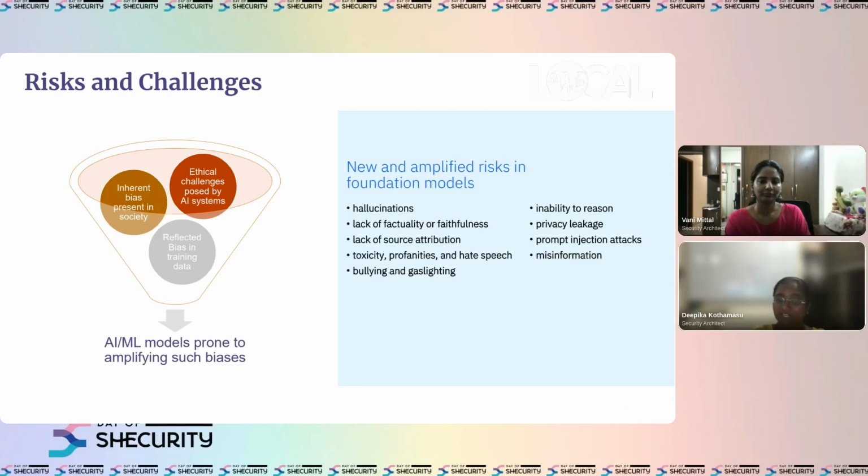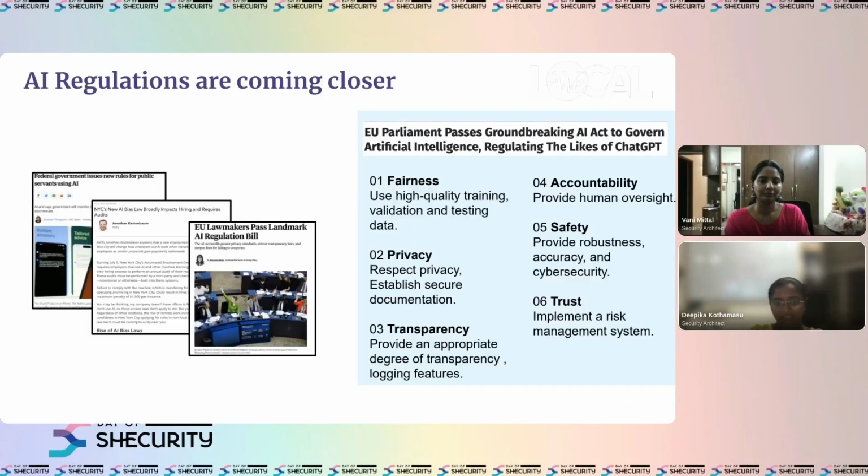It becomes very hard to trust, it hallucinates, and sometimes it produces toxic content like hate speech or bullying, or is unable to reason why it made some wrong decision. So these are some risks and challenges, and let's see how we can address them in the coming slides.